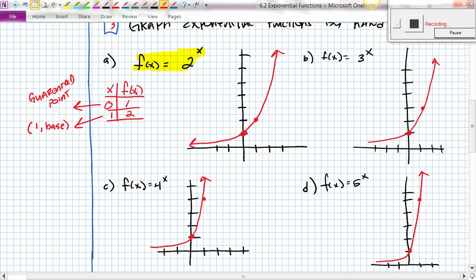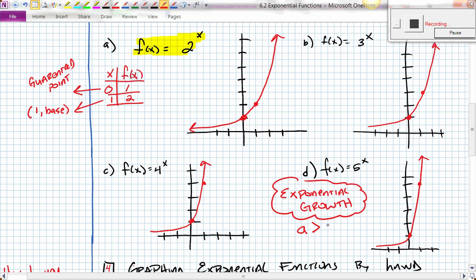Yeah. Right. So all 4 of these types of graphs are a certain type of exponential functions, and they are what we call exponential growth. And exponential growth happens to your functions when your a value is greater than 1. So all of these are examples of exponential growth, and the reason it happens is because our a value is greater than 1.